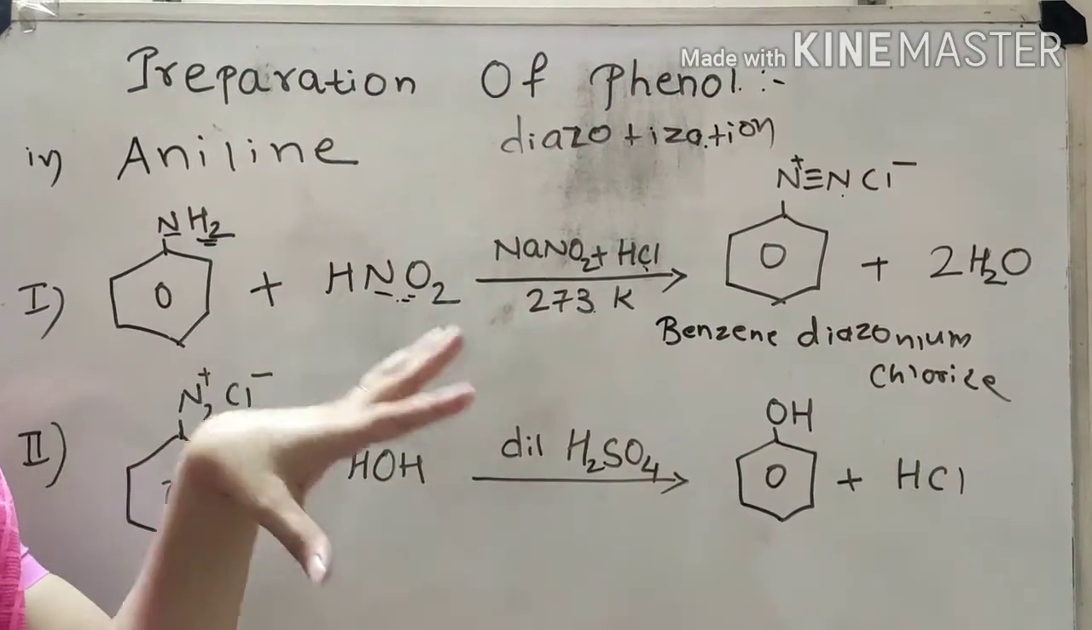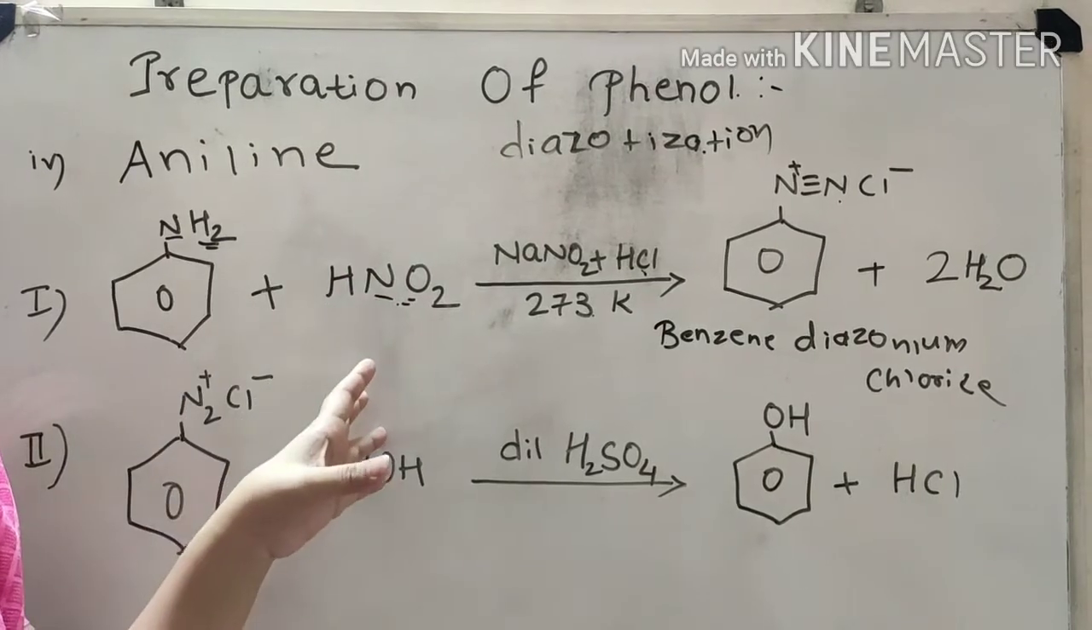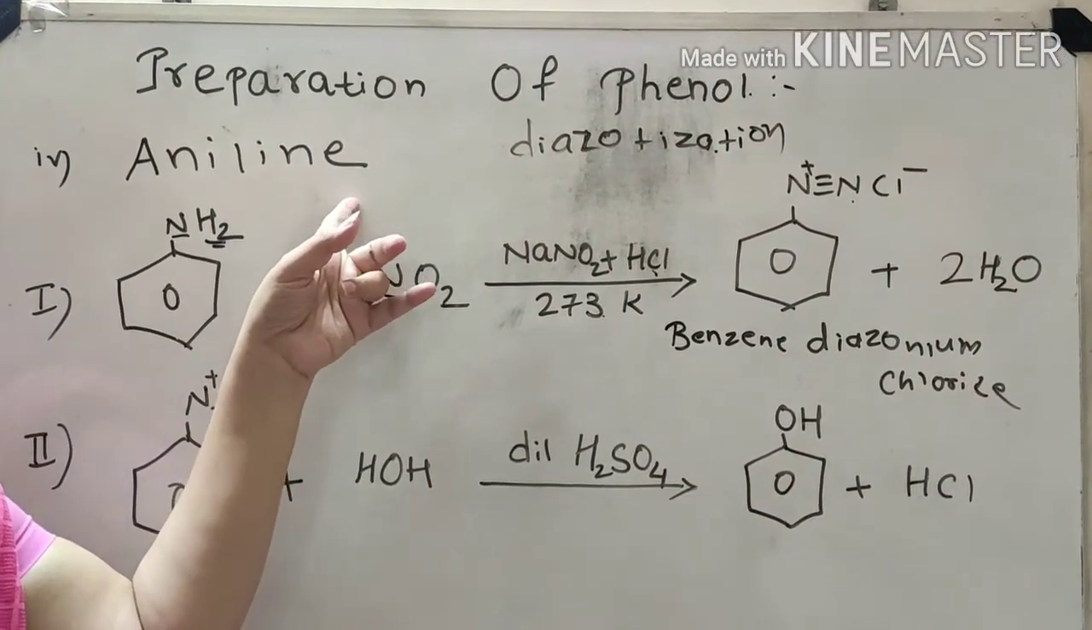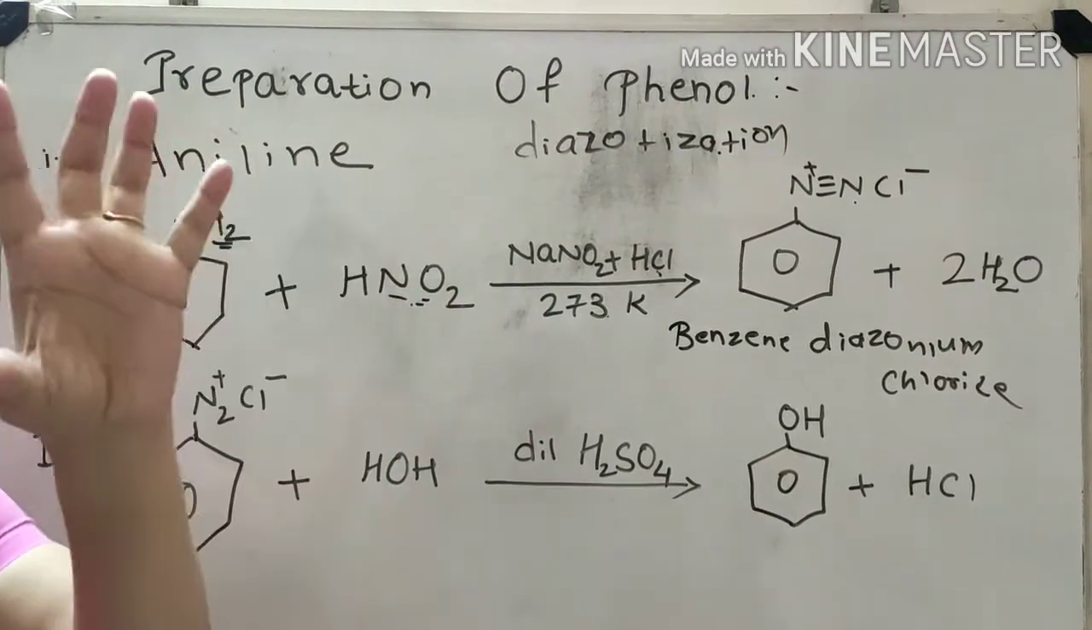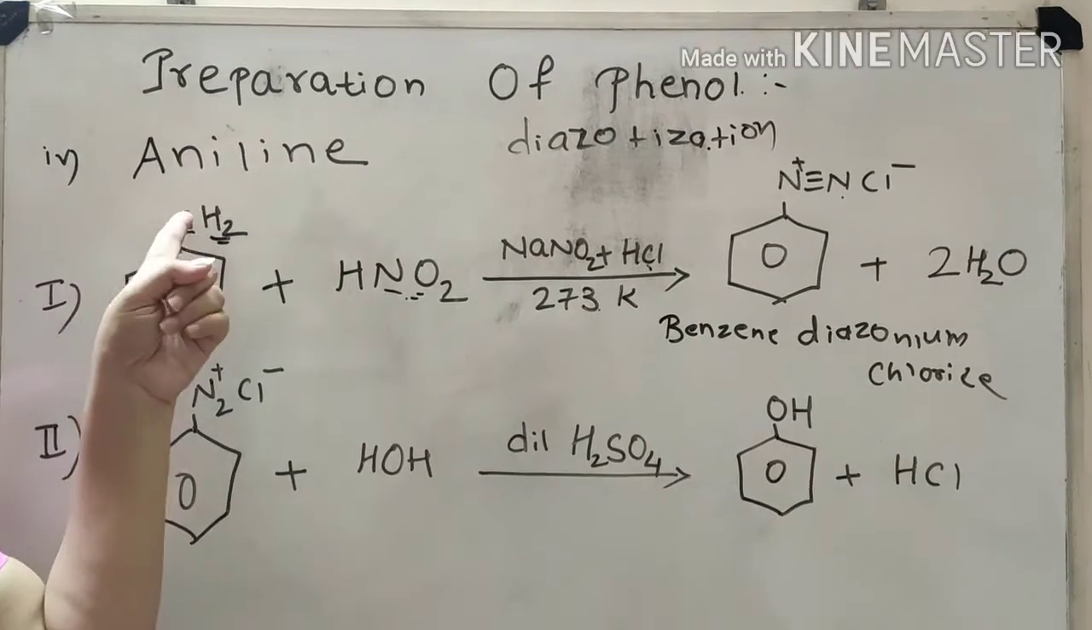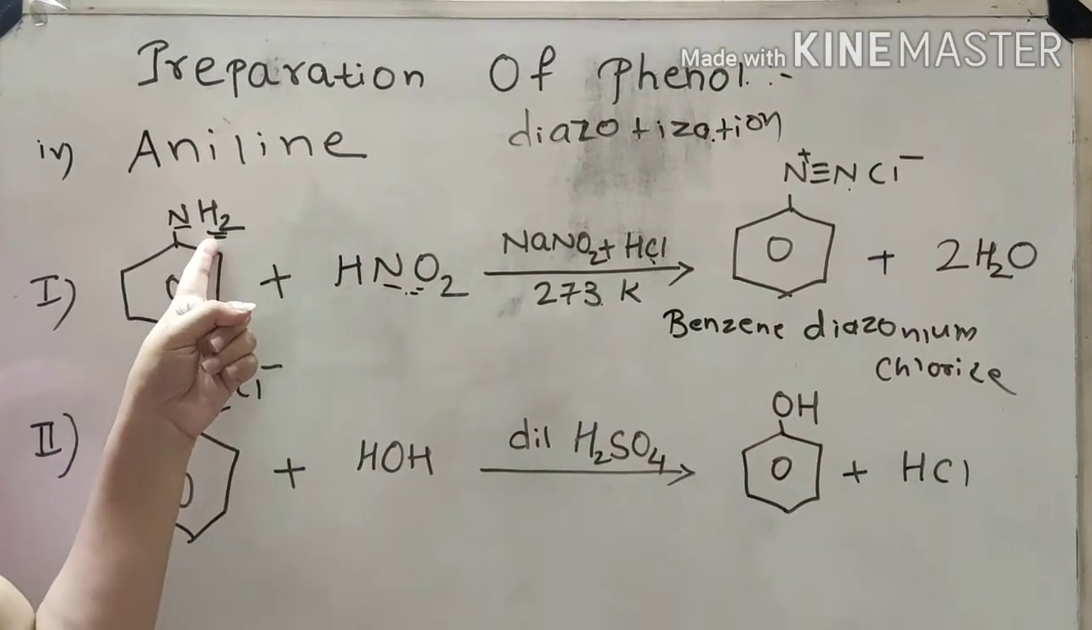We had not done the fourth method, so today we will discuss the fourth preparation method of phenol, that is from aniline. For this method you must know the structure of aniline. Aniline's structure is a benzene ring attached with the amine group, that is NH2.